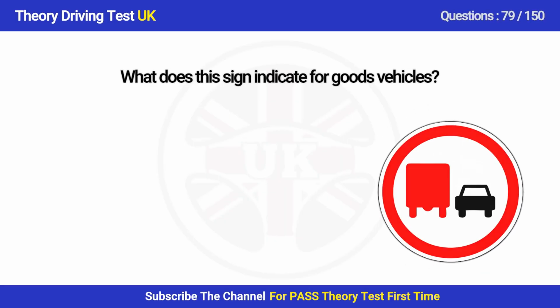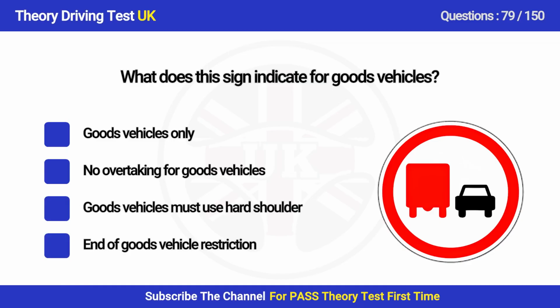Question 79. What does this sign indicate for goods vehicles? A. Goods vehicles only. B. No overtaking for goods vehicles. C. Goods vehicles must use hard shoulder. D. End of goods vehicle restriction.